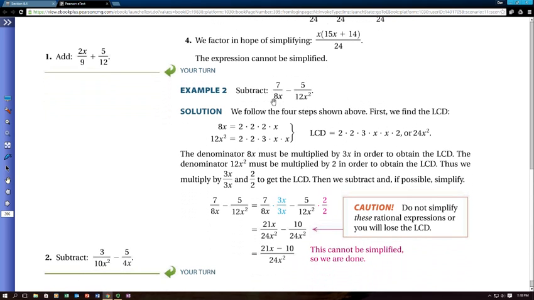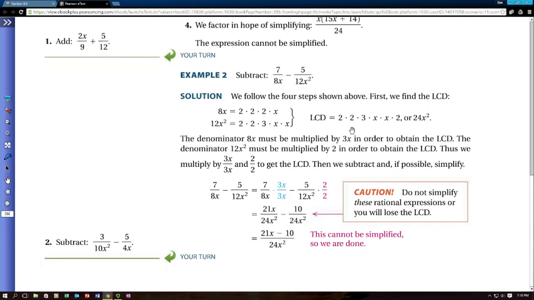Now I have a little more, I got variables in my denominator, but the principle and the process that we go through is basically let's find LCDs by prime factoring. Well, 8x is 2 times 2 times 2 times x. 12x squared is 2 times 2 times 3 times x times x. To get the LCD, I represent all prime factors and not repeating the common ones. So I have a 2, a 2, a 2, a 3, an x, and an x. Okay? So when we multiply this, the LCD is 24x squared.